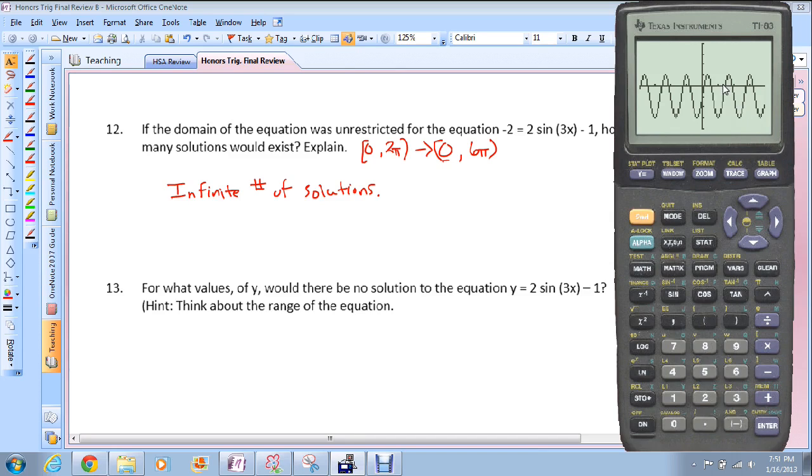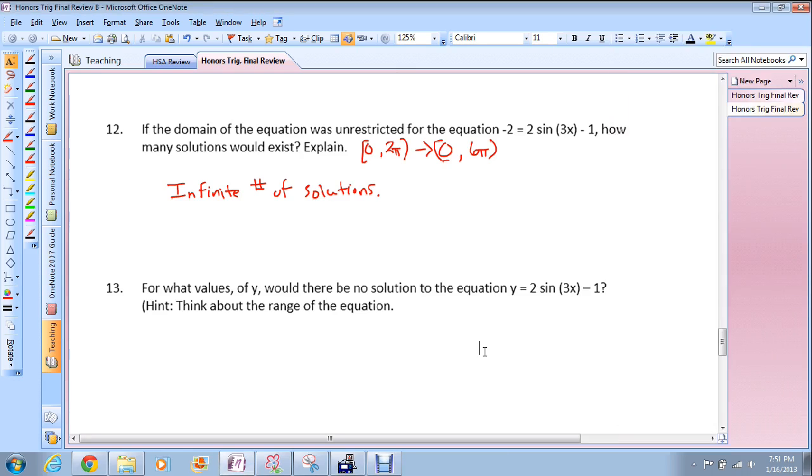But you can see that the max value here is 1. The minimum value is -1, -2, -3. So basically our y values are never going to equal anything less than -3 or greater than +1 because the graph doesn't exist there. That's why I had put this note in there to think about the range. So the range is the possible y values. So our answer says, for what values of y would there be no solution?